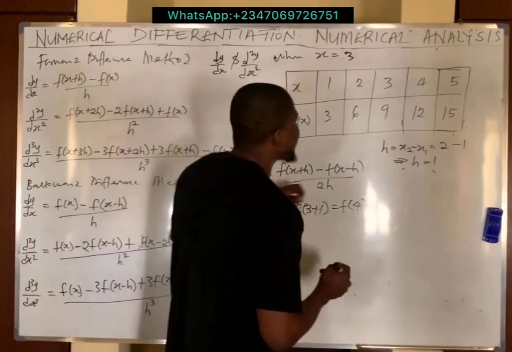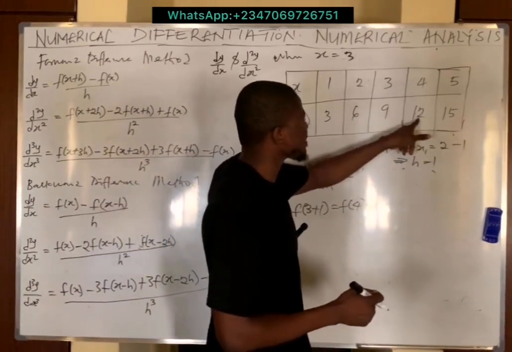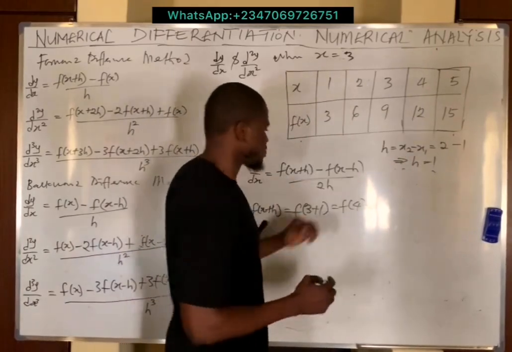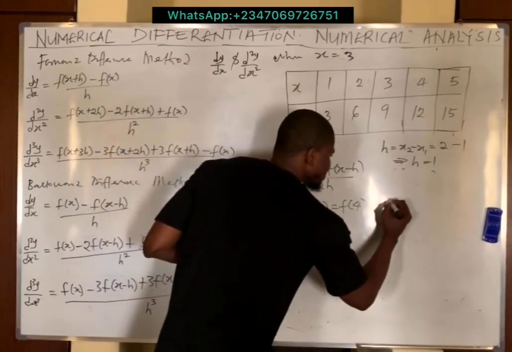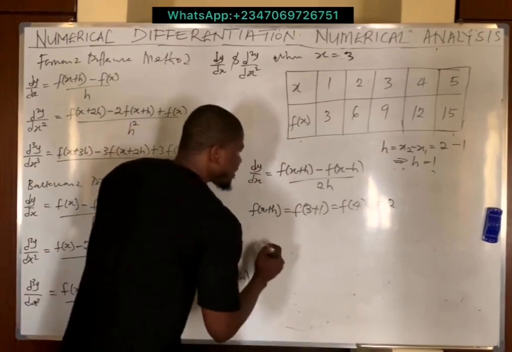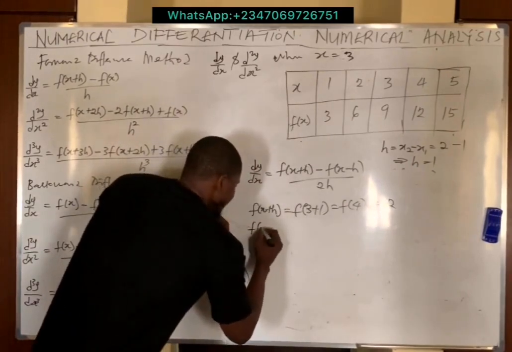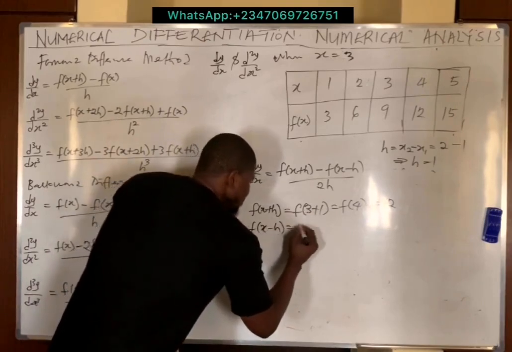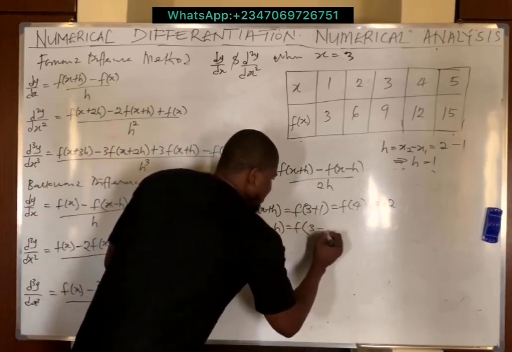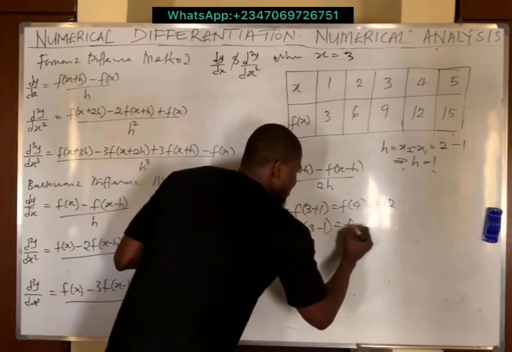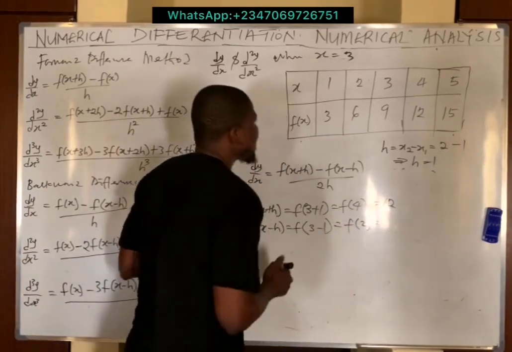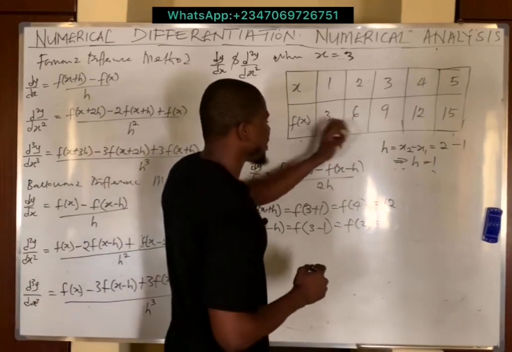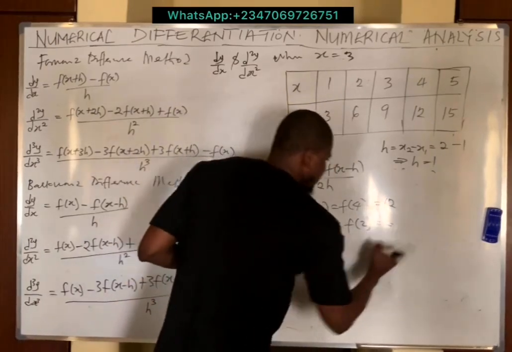So which means when x is equal to 4, the value of y is 12. So f of 4 is simply what? 12. Again, you find f of x minus h. So f of x minus h equals f of x, which is 3, minus h, which is 1. That is simply f of 2. So when x is 2, what is y? The value is 6. So you have this to be 6.